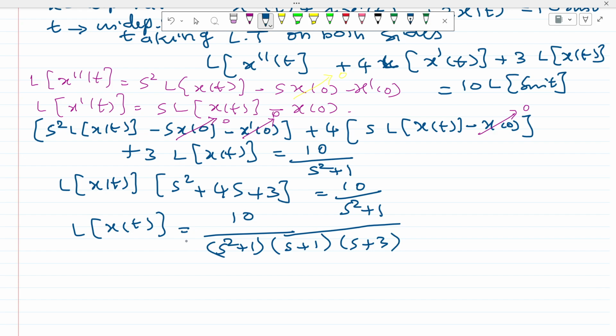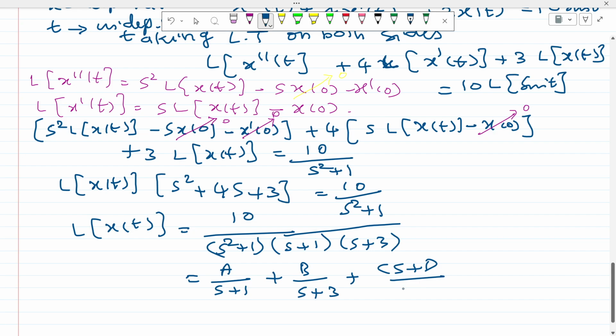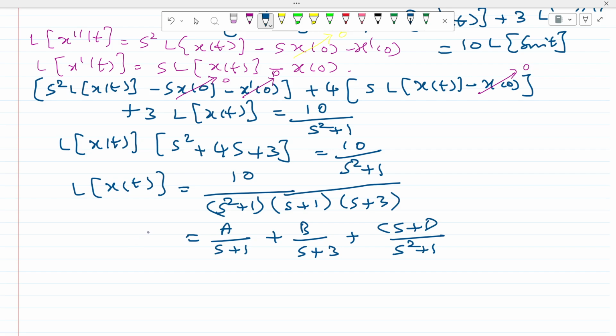Fine. So using the partial fraction method we have to solve this. How can we write this? A by s plus 1 plus b by s plus 3 plus cs plus d divided by s square plus 1. What is the left hand side? 10 divided by s square plus 1 into s plus 1 into s plus 3.